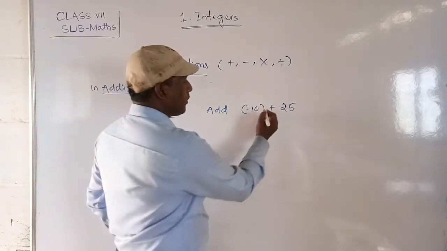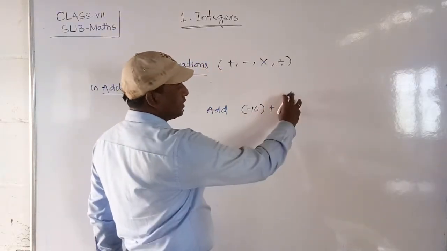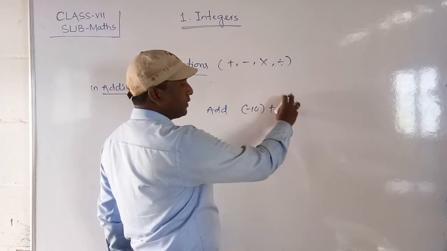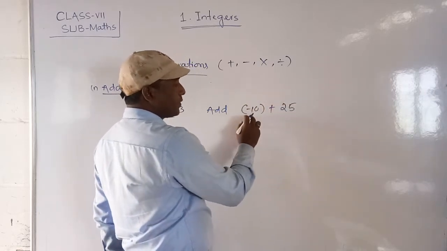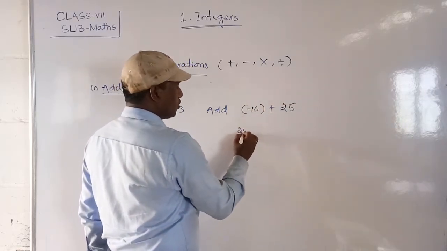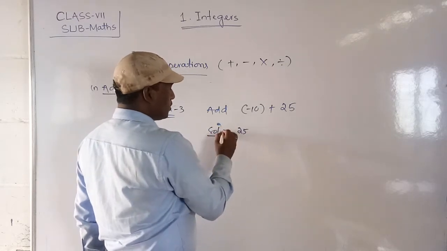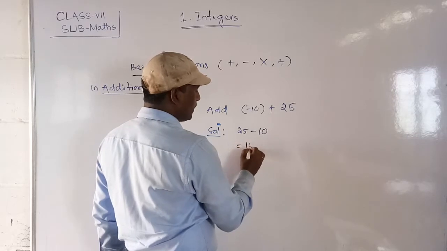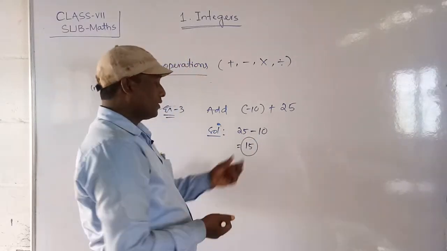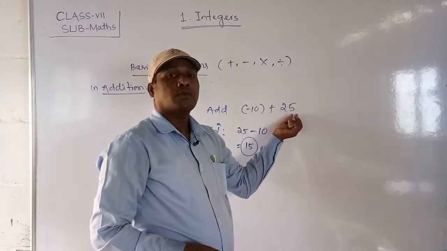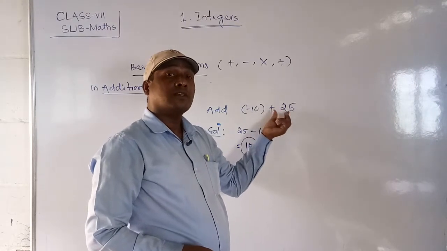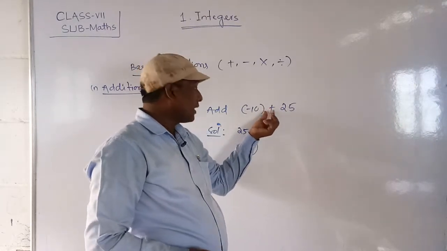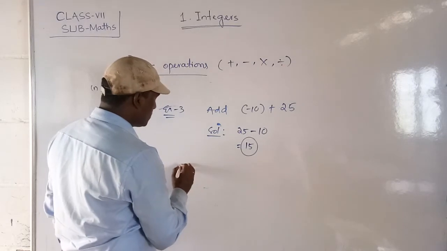What you have to do? 25 minus 10. From the big number, the big integer, you have to subtract the small integer. That means, whenever you are doing the solution, you should do 25 minus 10. How much? 15. And remember, students, this 15 will take the sign of the one which is the big integer. Suppose one more example I will tell you, students.